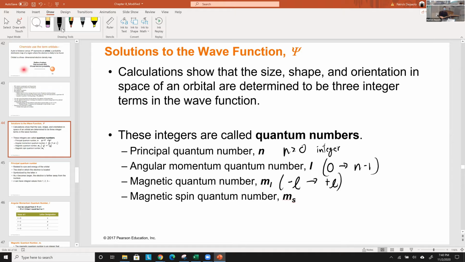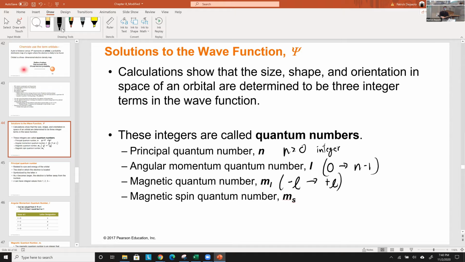Any questions on that? So if L is 5, that's too big. If L is like 3, that means ML could be negative 3, negative 2, negative 1, 0, plus 1, plus 2, or plus 3. You have a lot of choices.